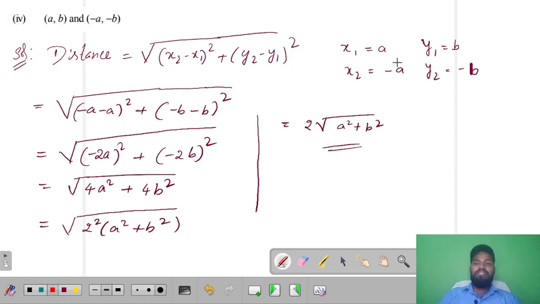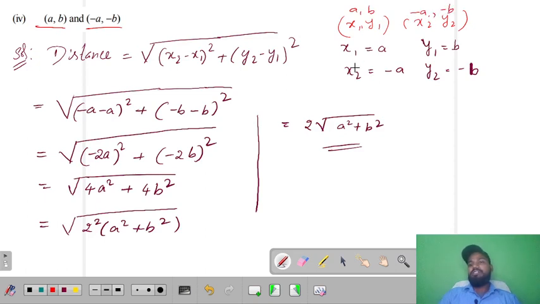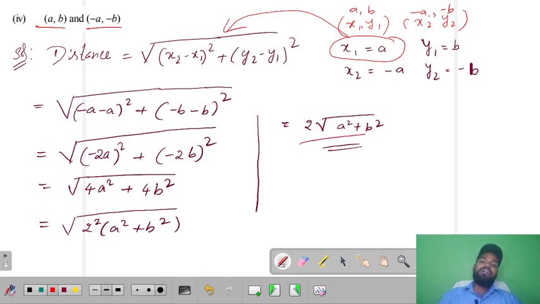So can I explain once again? So here 2 points, x1 comma y1, x2 comma y2 already given. These are the points a comma b and minus a comma minus b. So x1 value a, x2 value minus a, and y1 value b, and y2 value minus b. Just taking these values and substituting into the formula, then simplify it, then finally you will get the solution.